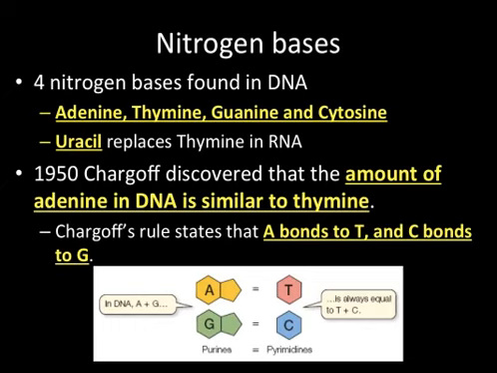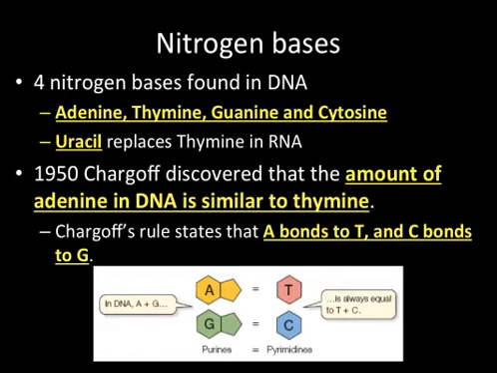Speaking of those nitrogen bases, there are only 4 different nitrogen bases that are found in DNA: adenine, thymine, guanine, and cytosine. These 4 nitrogen bases repeat themselves within the sequence of DNA to make a long code that codes for proteins in the body. The big difference with RNA, however, is that uracil replaces thymine. So there's a difference there. There is no thymine in RNA. However, there is uracil.